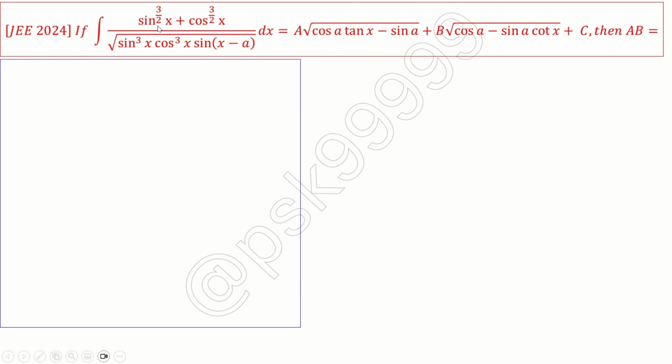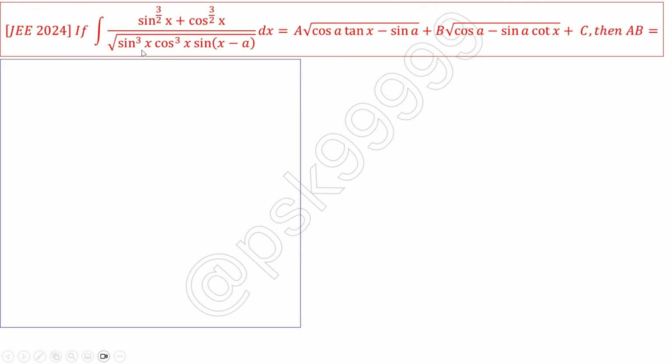If the integration of sine to the power of 3 by 2x plus cos to the power of 3 by 2x, divided by square root of sine cube x cos cube x into sin x minus a, dx, equals a times square root of cos a tan x minus sin a plus b times square root of cos a minus sin a cot x plus c, where c is the integration constant, then what is the value of AB? Basically, we need to solve this integration, right? The answer should be in this form.